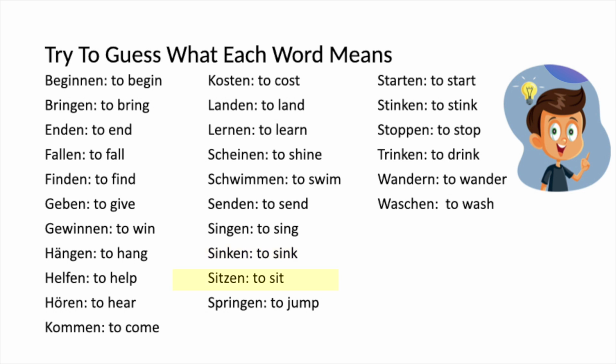Sitzen is to sit. Springen is to jump. Now, this is something which we have kind of a remnant of when we talk about the springs in a certain device. Like, there are springs in a toy which allow it to jump, or in German, to springen, right? So we have starten as to start, stinken as to stink, stoppen as to stop, trinken as to drink, wandern as to wander, and waschen as to wash.